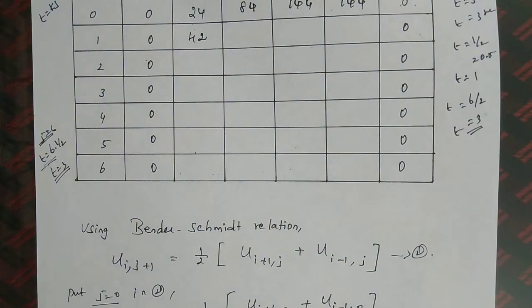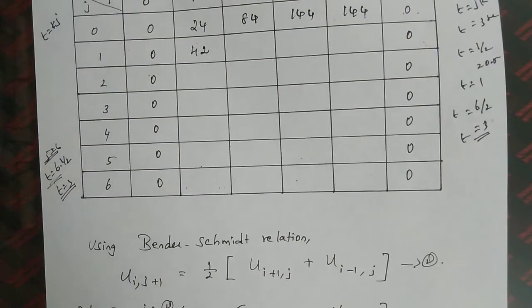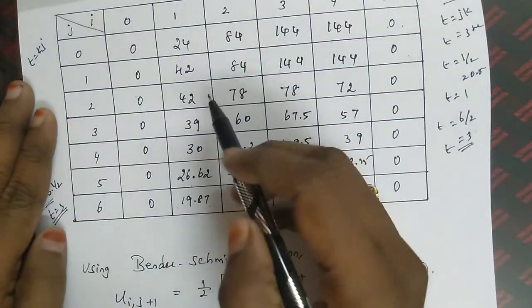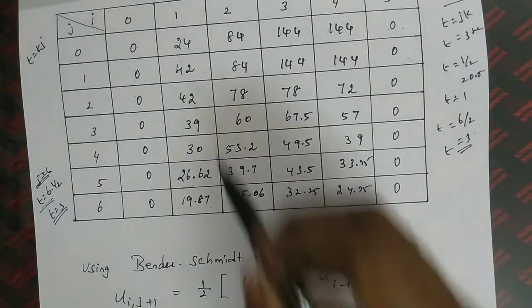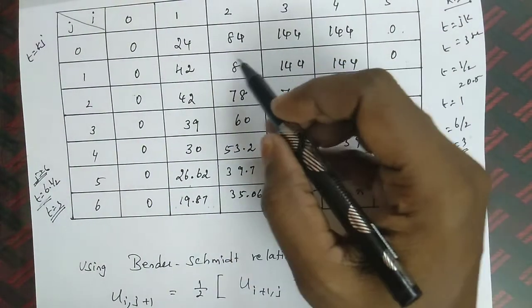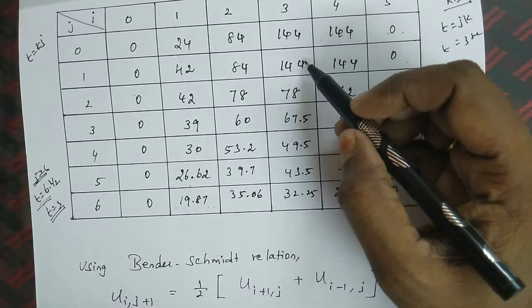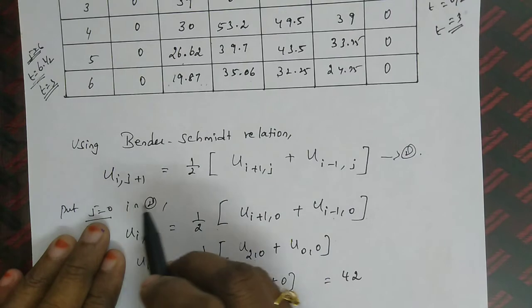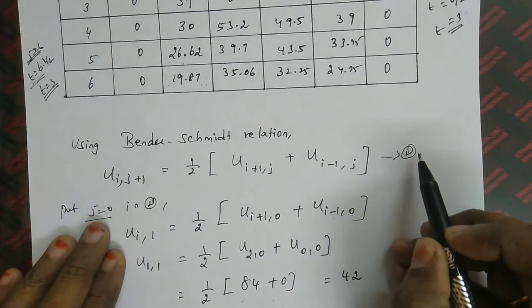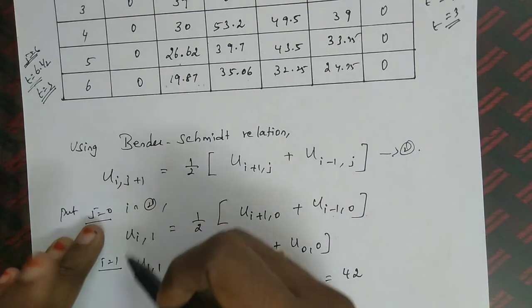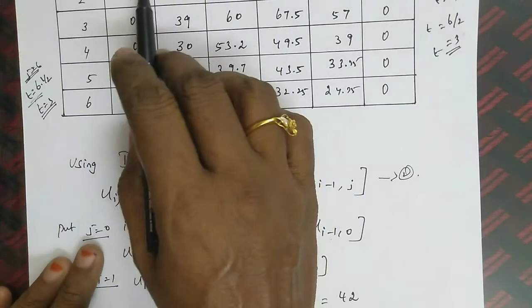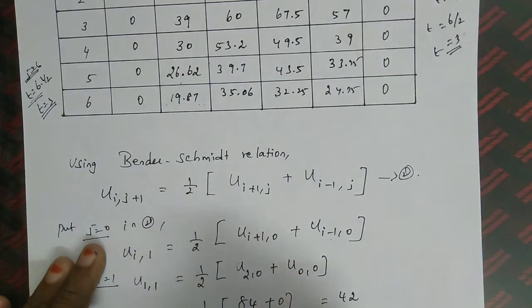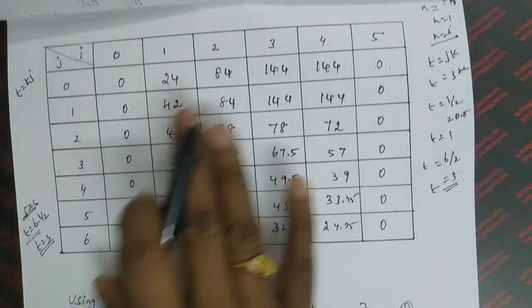Like that we can find all the values in the table. Likewise, all the values in the table we have to fill. When i equal to 1, we got the answer as 42, i equal to 2, 84, and then i equal to 3, i equal to 4. Next, what are we supposed to do? We have to do j equal to 1 in equation 2, and again i equal to 1, 2, 3, 4. That is the next row of values. Likewise j equal to 2, and then i equal to 1, 2, 3, 4. Likewise, we are supposed to fill all the values in the table.